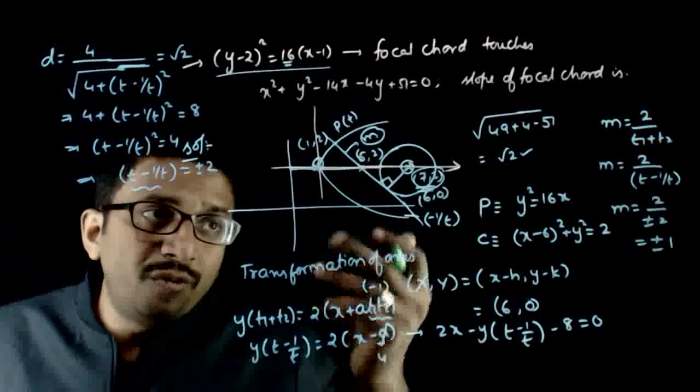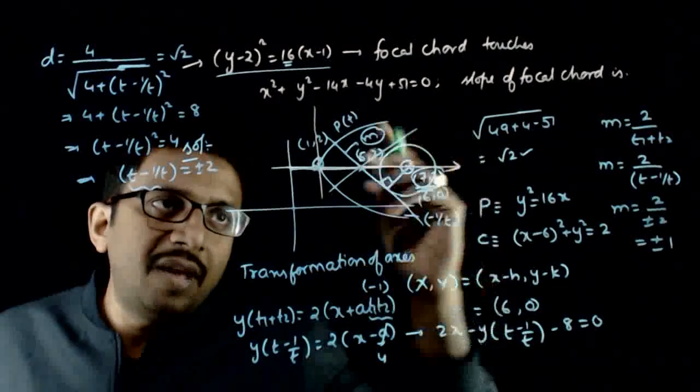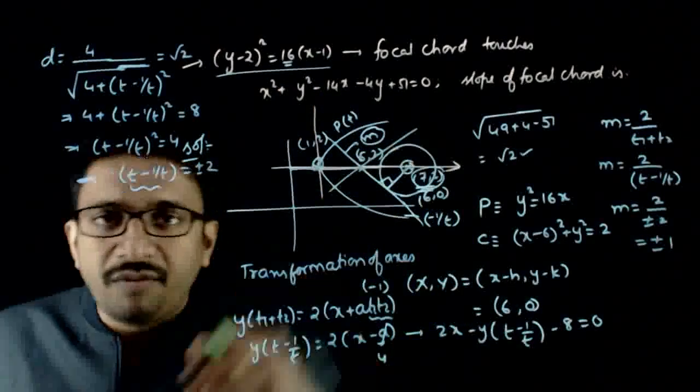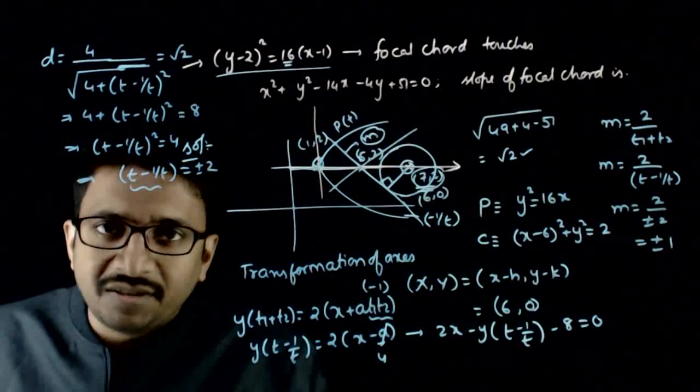So you actually have two focal chords. Symmetrically, you have a focal chord with slope −1 and a focal chord with slope +1. That's the answer. Thank you.